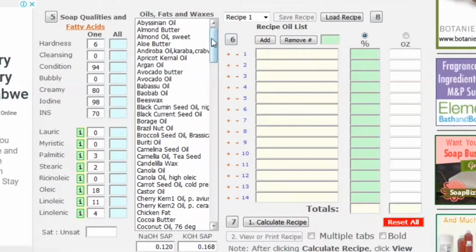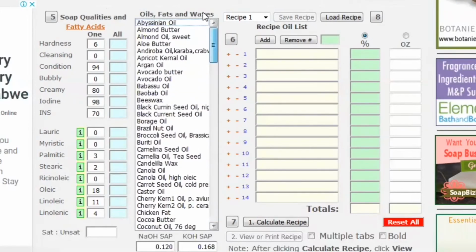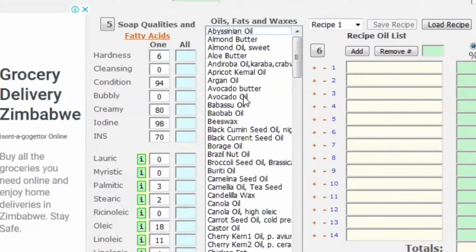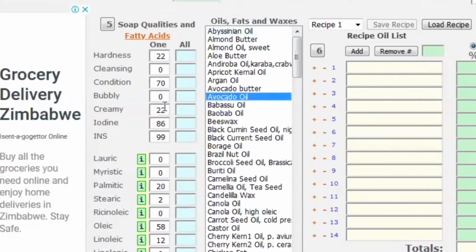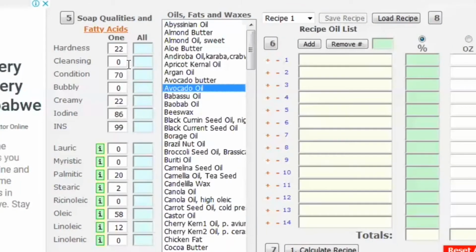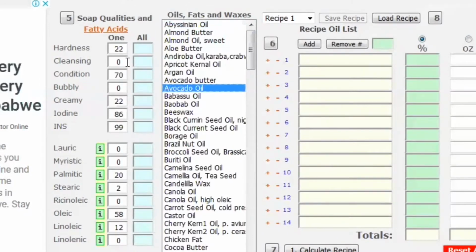So down here we have a list of oils, fats, and waxes. It is a huge list. And on the side here, you click on any oil that you want and you can see the properties that the oil will contribute to your soap. So here, for example, the avocado oil, we can see that it has this amount of hardness, that amount of cleansing, conditioning, the bubbles that it will give to your soap, the creaminess, and iodine, you name it. It'll explain every property that is found in the oil that you decide to use in your soap.